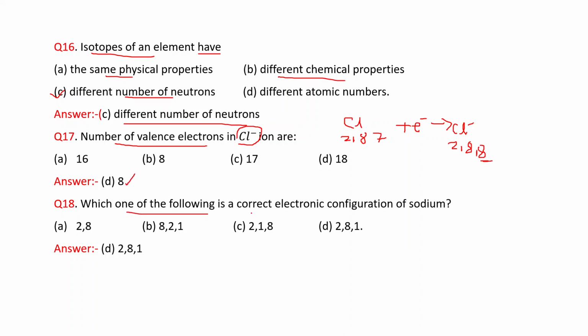Which one of the following is the correct electronic configuration of sodium? Now, if you know the atomic number of sodium is 11, then distribute these 11 electrons in the different shells. We'll get 2, 8, 1. Now, just see in the options which one is 2, 8, 1. This one. Answer is D.